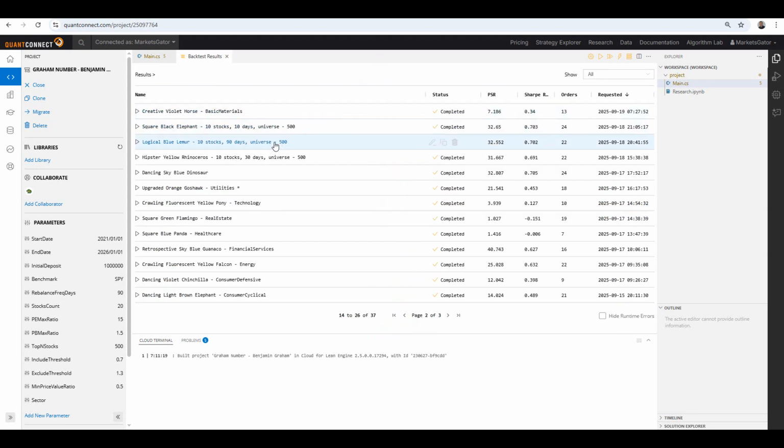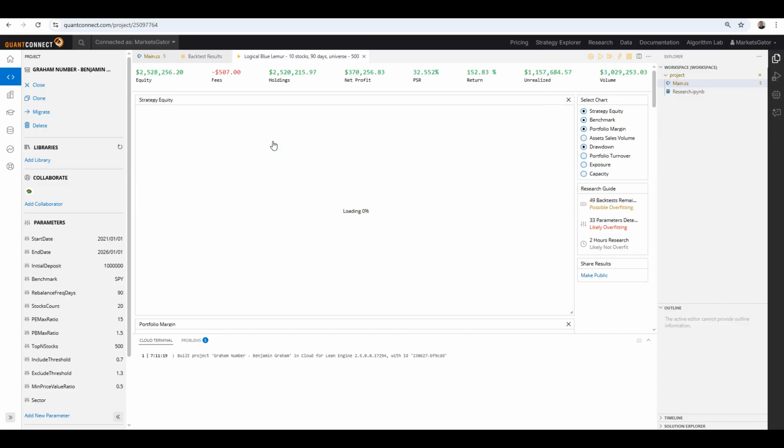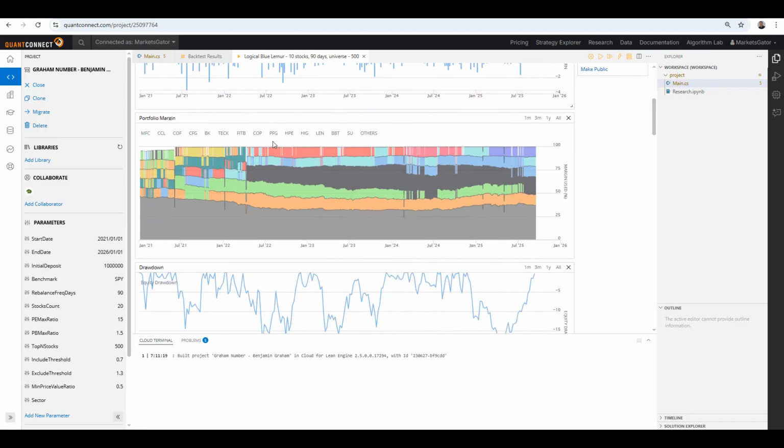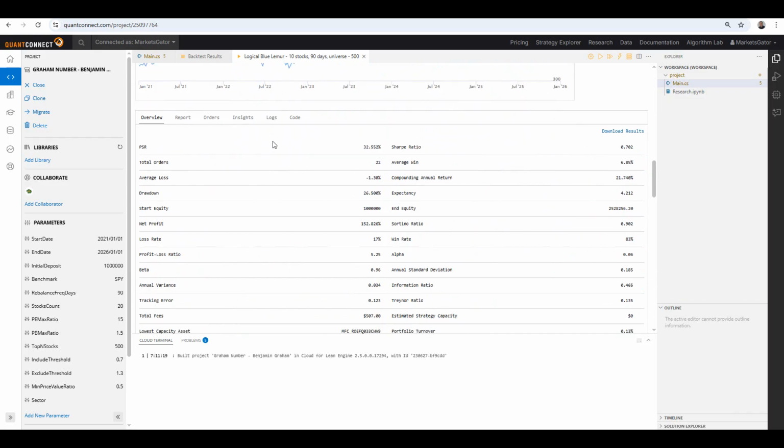Next, let's try to increase the rebalance period to 90 days. It will be interesting to see if it will have any meaningful effect on the results. Okay, we see that annual return is 0.3% higher, but drawdown also deeper, 26.5%, almost 2% more.